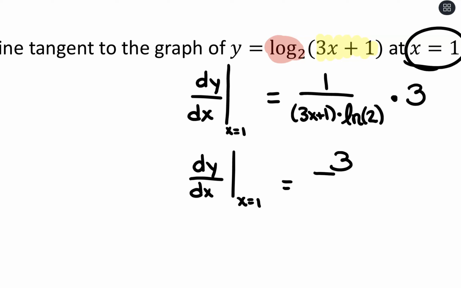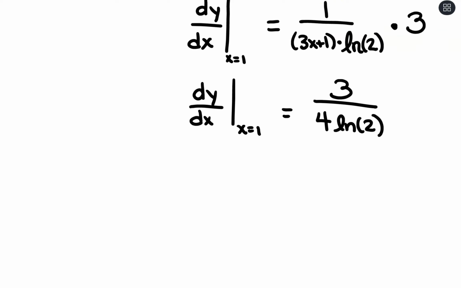So we're going to plug in x equals 1 in this next step. So I have a 3 in the numerator over 3 times 1 plus 1, so that's a 4, natural log of 2. So that would be our slope for our function at x equals 1, and if you wanted to, you could take this to a decimal just to get an estimate of what that slope is looking like. So it's just a little over a positive 1. And that's how we'll use those derivatives of logarithmic functions.